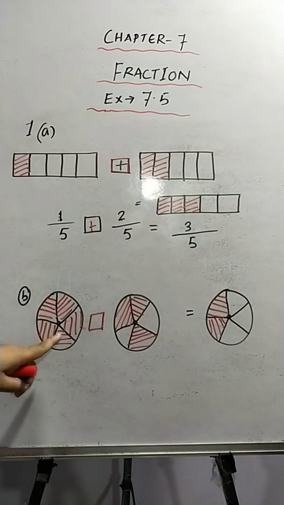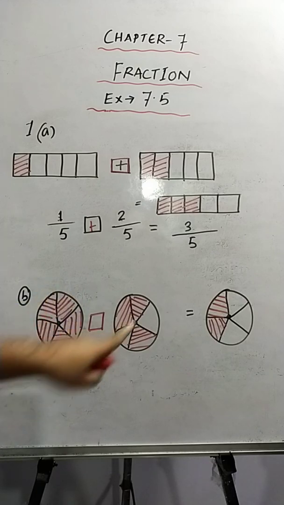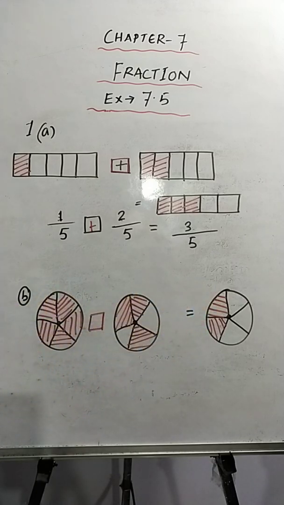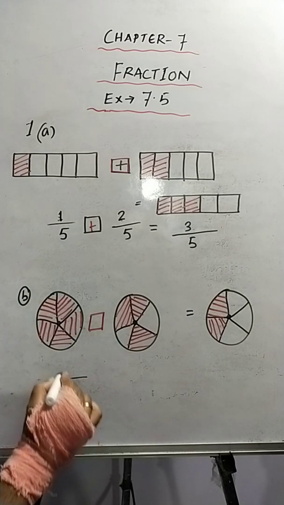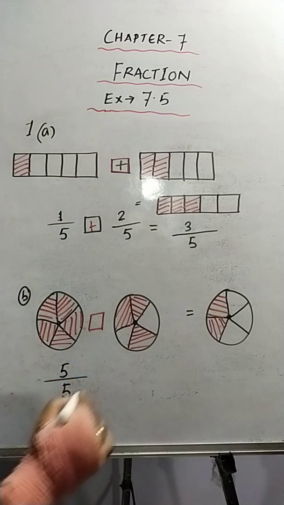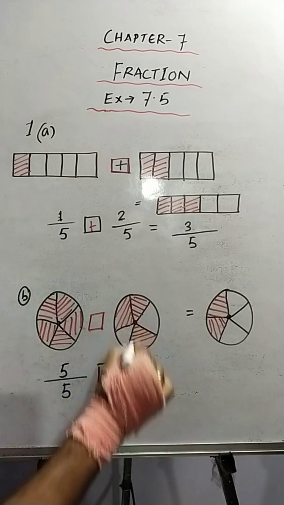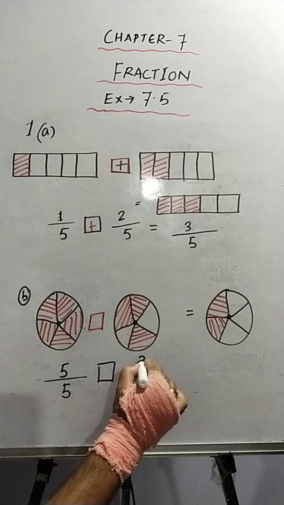Now the same way you have to do sum number B also. See, circles are given. Each circle is divided into 5 equal parts. Now observe the first one. You see all the parts are shaded. How many parts are there? 5. So out of 5 all the parts are shaded. Fine. Now out of 5 only 3 are shaded.